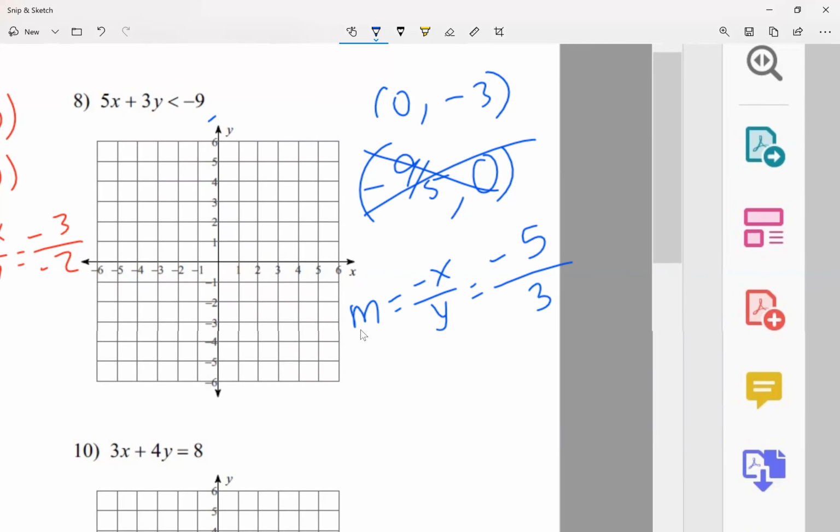So I have the point (0, -3). My slope says go down 5, 3 to the right. That takes me outside of the picture. So when that happens, I'm going to change the sign on both of my numbers. So let me have this as positive over negative. Now this says go up 5, 3 to the left. Based on the inequality sign, I'm going to connect this with a dotted line.